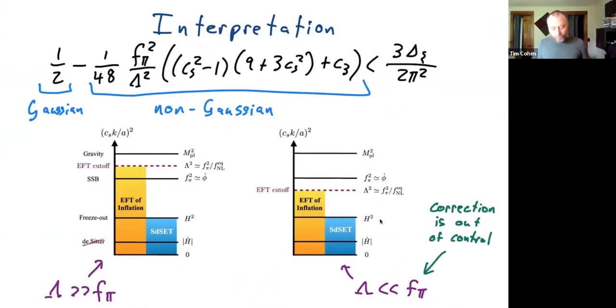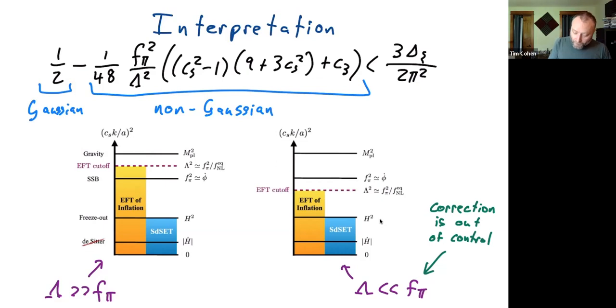And the interpretation here is that we have this Gaussian contribution, and we have this new non-Gaussian contribution, okay? It depends on 2 parameters, the speed of sound and this so-called C3 parameter. And so now we have these 2 limits, which I flashed earlier. We have the limit when the new physics scale is much above the pion decay constant. There, no problems, everything is fine.